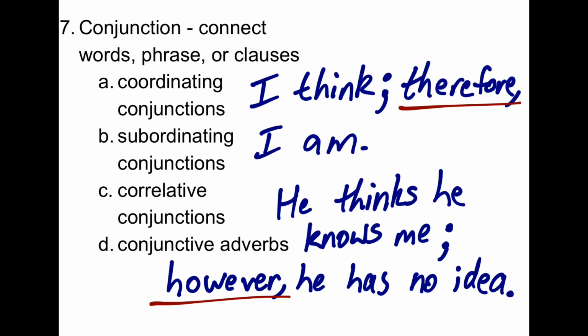If it's within a clause, you can surround it with commas. But when connecting 2 clauses, like I think, therefore I am, or he thinks he knows me, however he has no idea, it's more appropriate to have the semicolon and the comma.